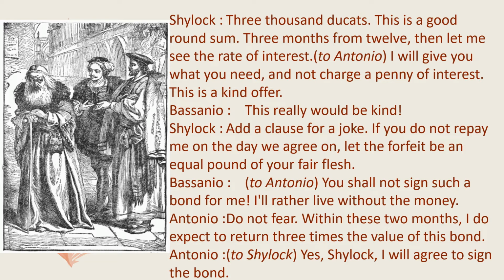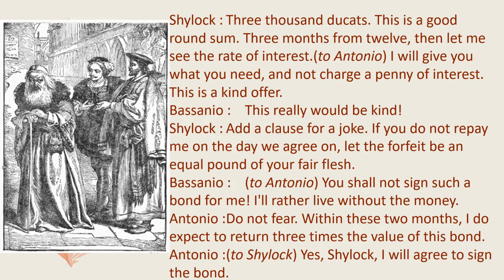But at the same time, Shylock says, add a clause for a joke. Add a clause to the bond. If you do not repay me on the day we agree on, let the forfeit be an equal pound of your fair flesh. If you are unable to pay me the amount that you borrow, then I shall be allowed to take a pound of your flesh.